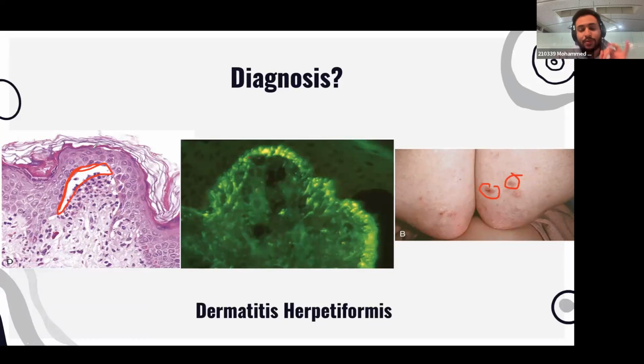It looks like herpes, very itchy, IgA mediated, associated with celiac disease. These are the most important things you need to remember about this. The likelihood of this coming in OSPE is very low. The most important thing to remember about dermatitis herpetiformis is its association with IgA and with celiac disease.